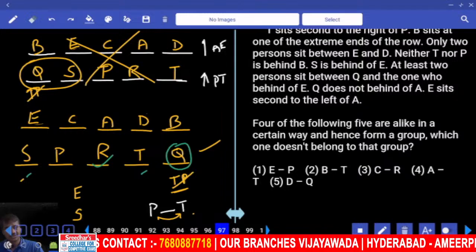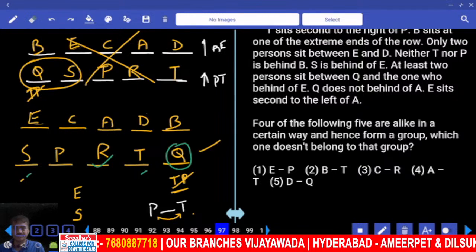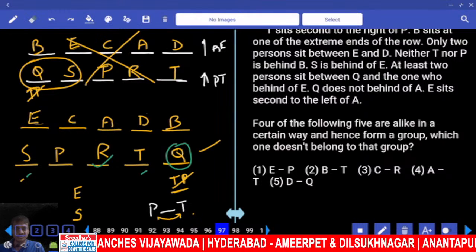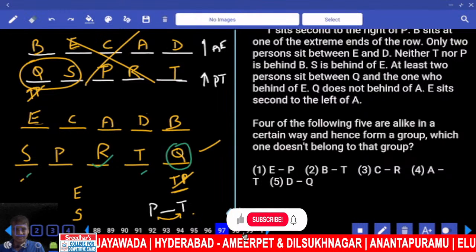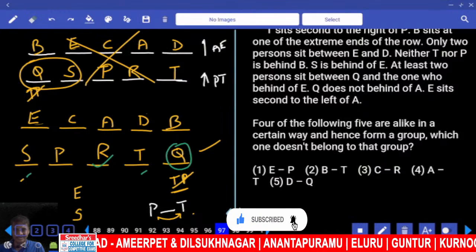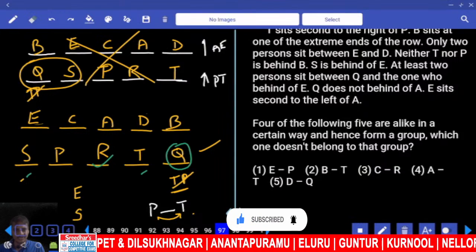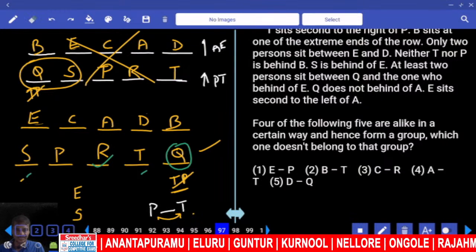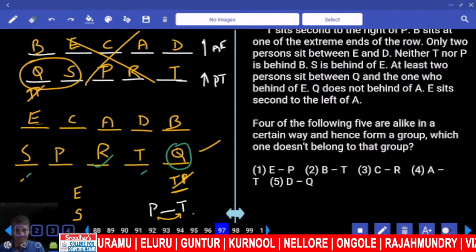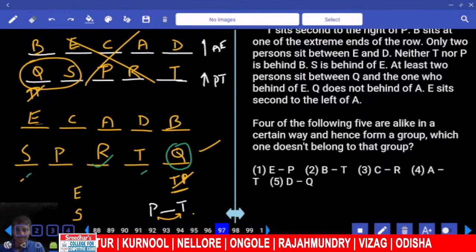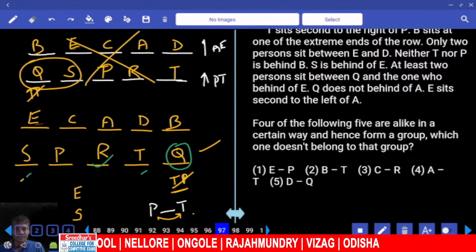96. Then odd one out. 4 out of the following means odd one out. E and P. Now, P's immediate left opposite is E. T's immediate right opposite is B. And C's immediate left opposite is R. R's immediate left hand side opposite is C. And T's immediate left is R. Opposite is A. And Q's immediate left opposite must be D.